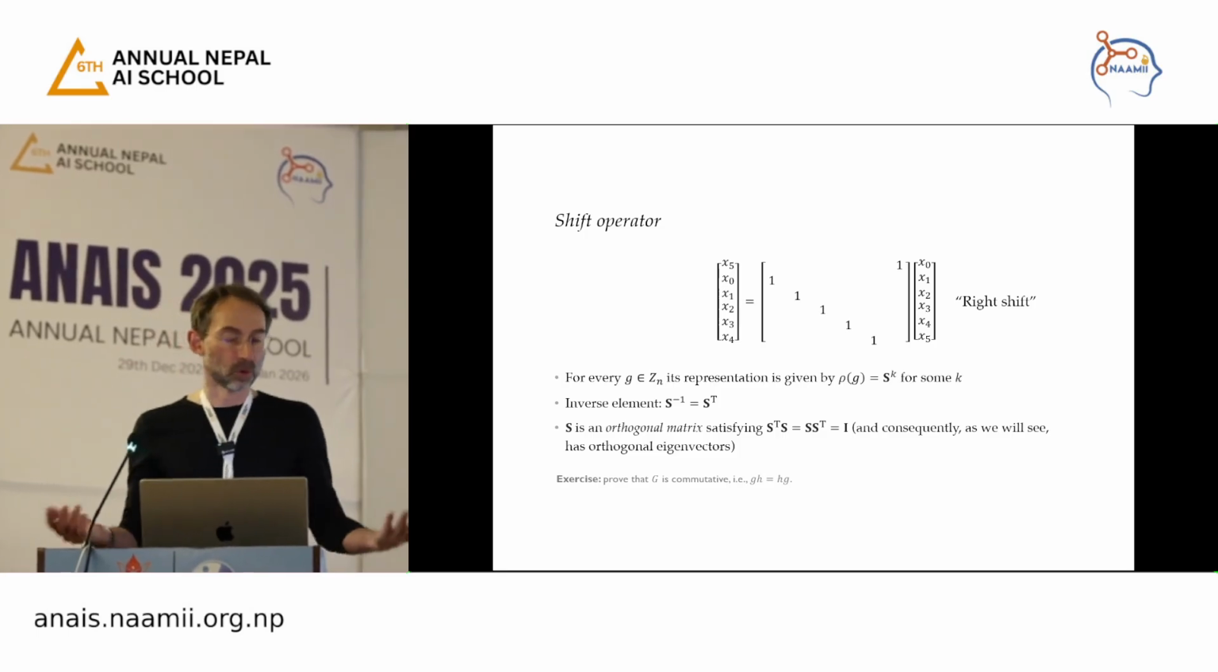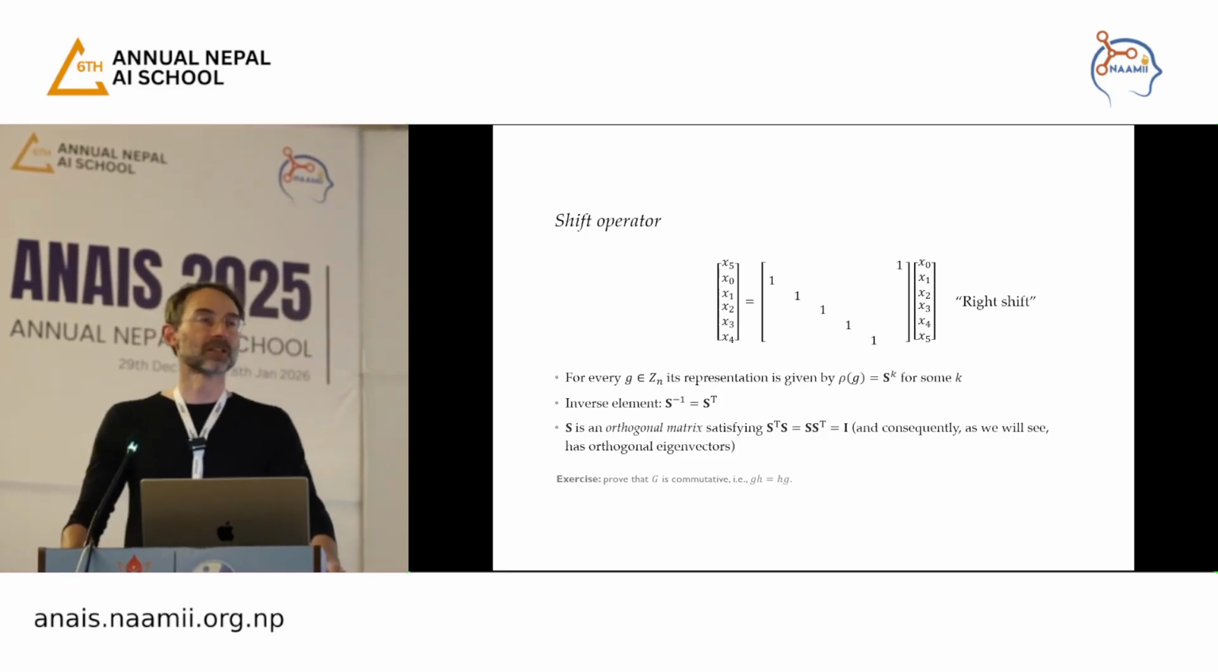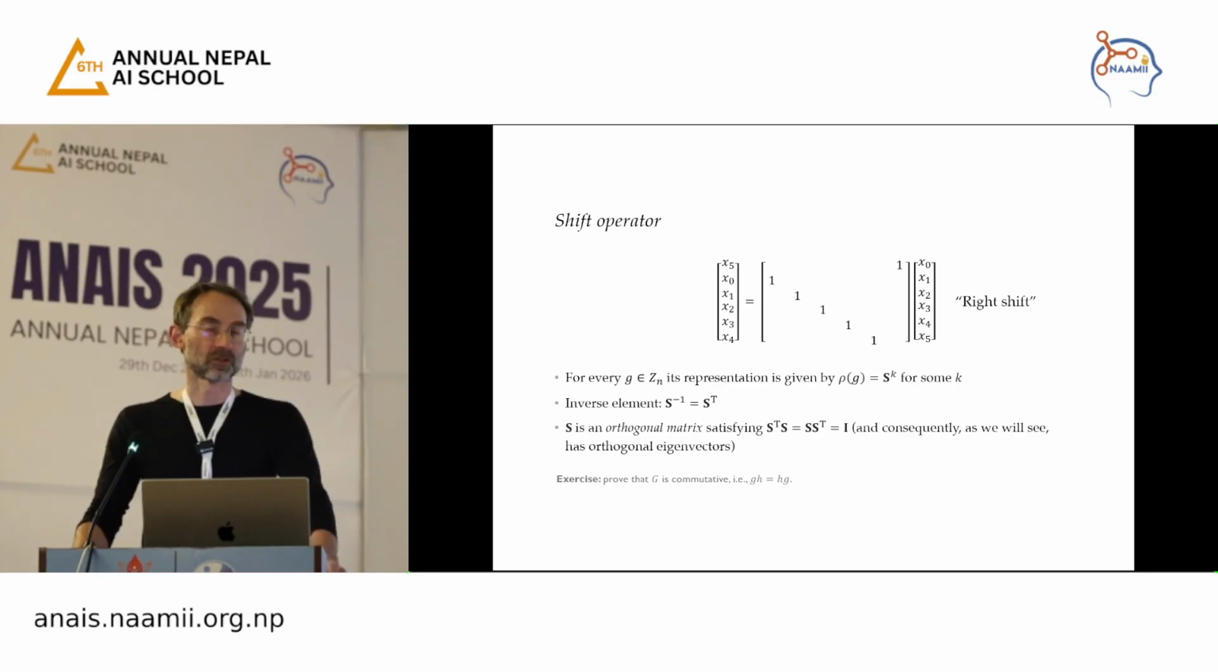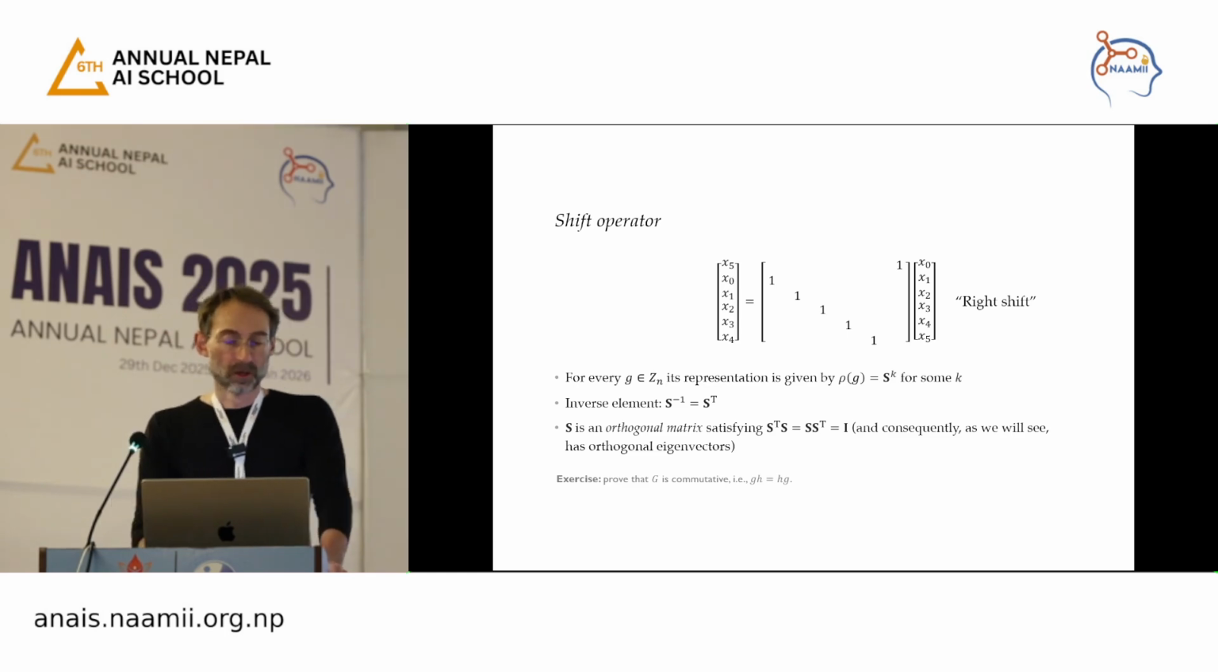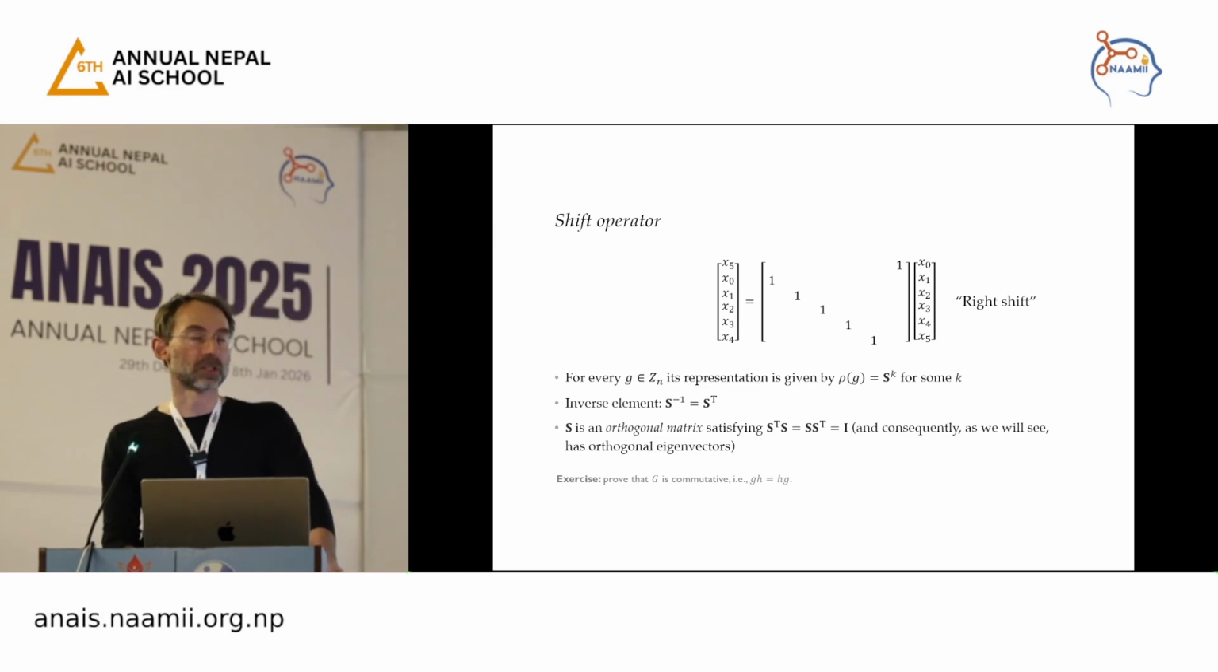So what do we know about orthogonal matrices? They have orthogonal eigenvectors, right? So we'll see that it is helpful, right? So this is how we get the Fourier transform. Okay, you can also prove that it's commutative. So this is an abelian group, but I leave it as an exercise.